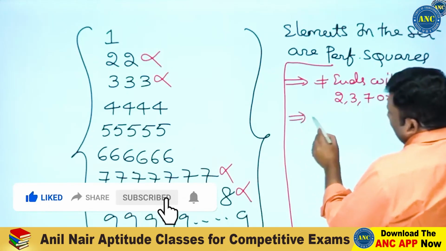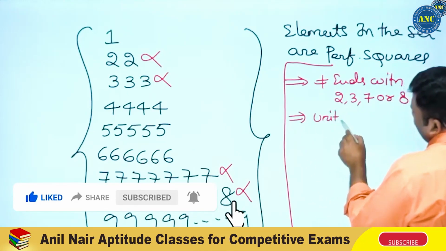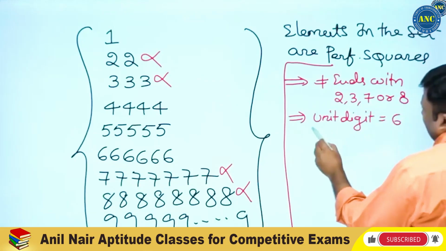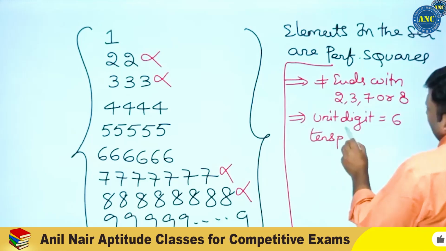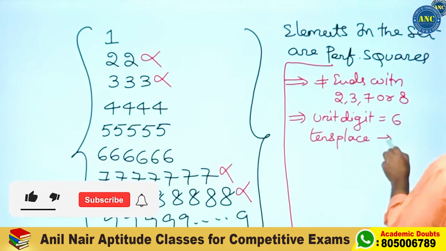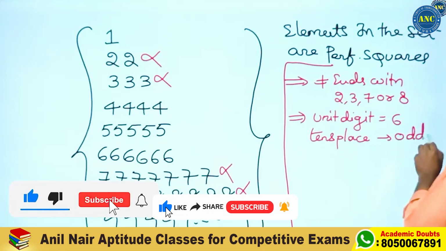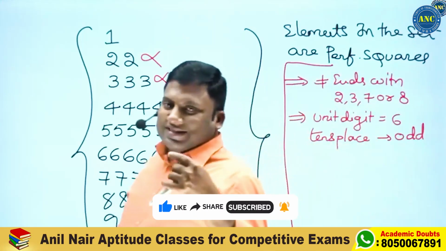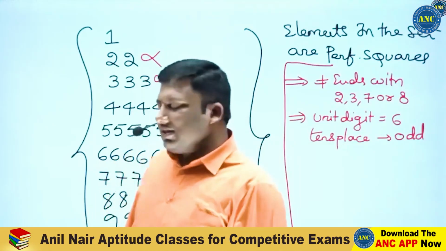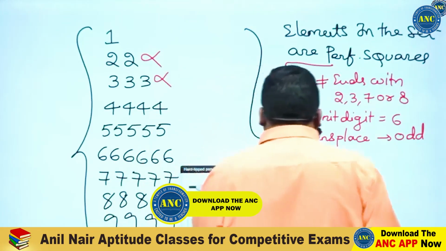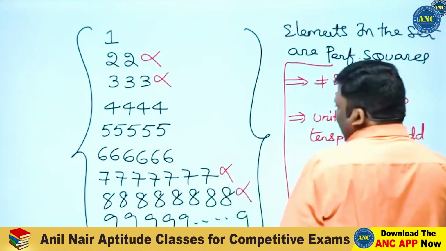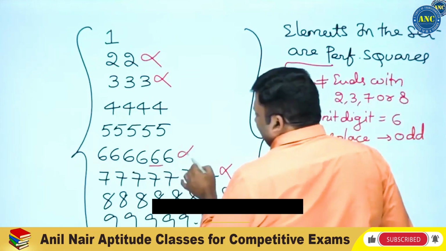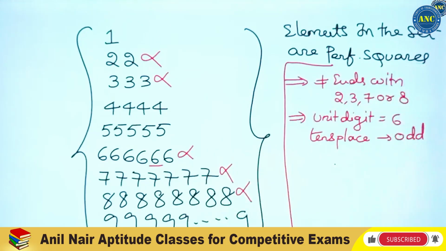Second concept. If a perfect square's unit digit is 6, the tens place is odd. 4 square is 16, 6 square is 36, 14 square is 196, 16 square is 256. Any perfect square ending with 6 has an odd tens place. If the tens place is even, it is not possible.